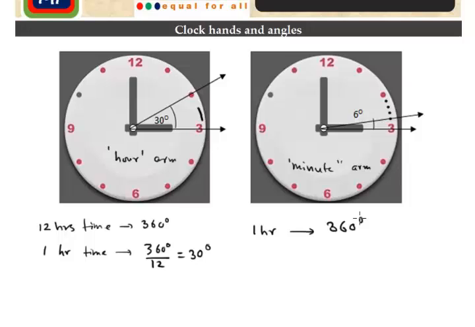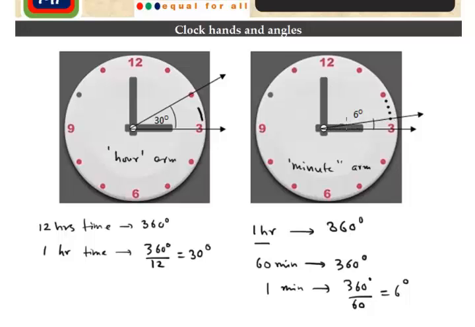covers 360 degrees. And now in 1 hour, we know there are 5 minutes in each of these spans. So there are a total of 60 minutes in an hour. So when a minute arm covers 60 minutes, 1 minute, 2 minutes, 3 minutes, in this way 60 minutes, then it actually covers 360 degrees. So for 1 minute, it will cover 360 divided by 60, that means 6 degrees.